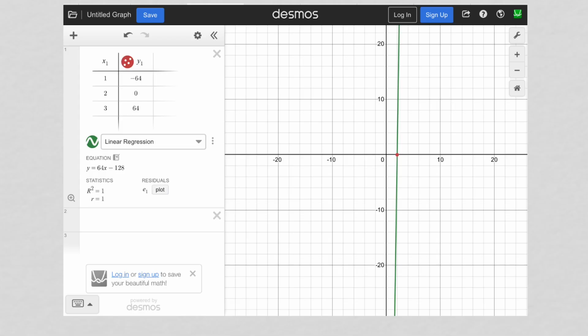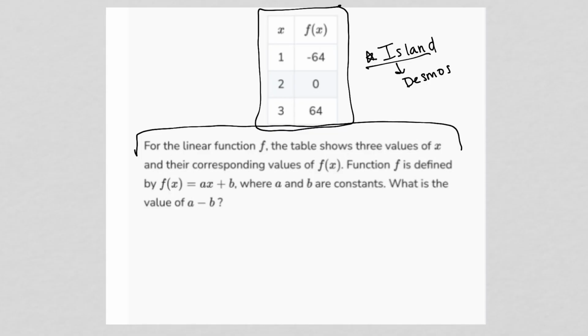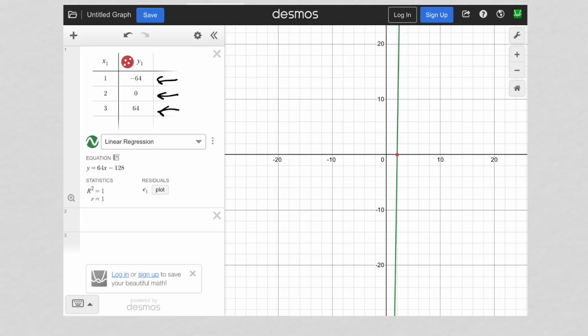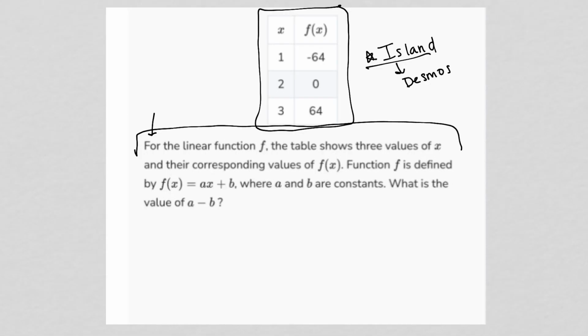You can see I input all of the original information from the table here. Let's go back and continue to read from there. It says for the linear function f, which is another hint. Let's make sure that I have a linear regression selected here. That is the default setting, so that just means you don't change it. You leave it as linear regression.